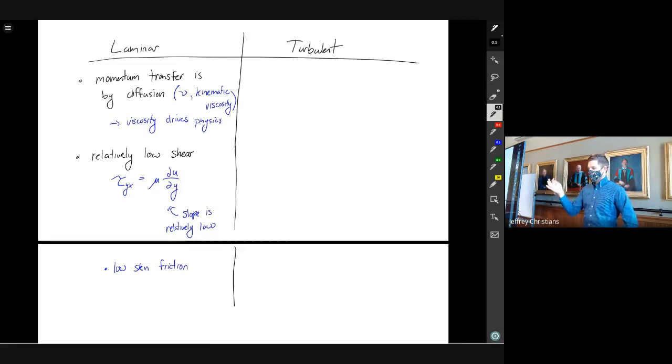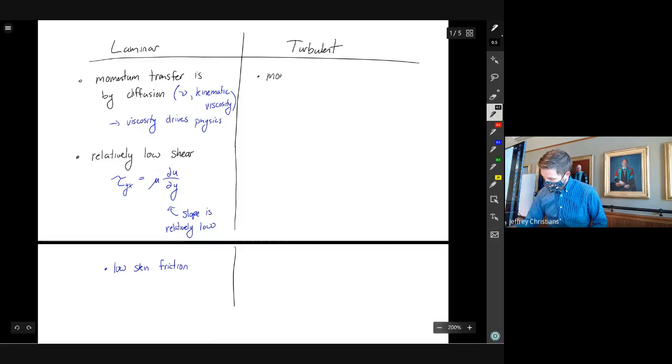So in laminar flow, viscosity is driving the physics. In turbulent flow, it's the momentum fluctuations, the turbulence, the physical mixing, that's driving the physics of what's happening. So we have momentum transfer by turbulence, so it's by physical mixing.